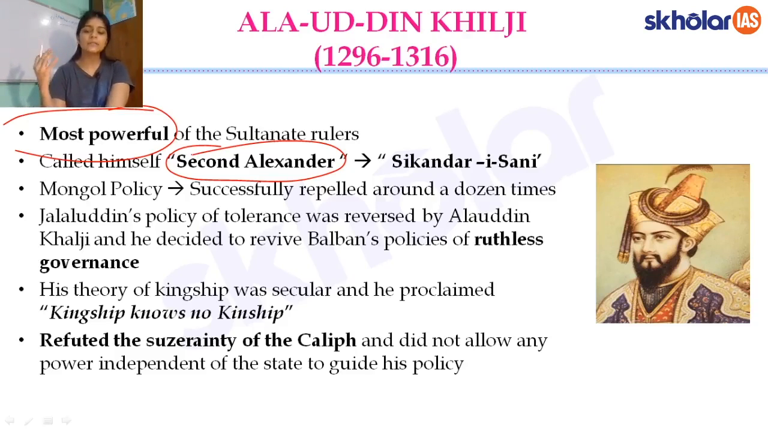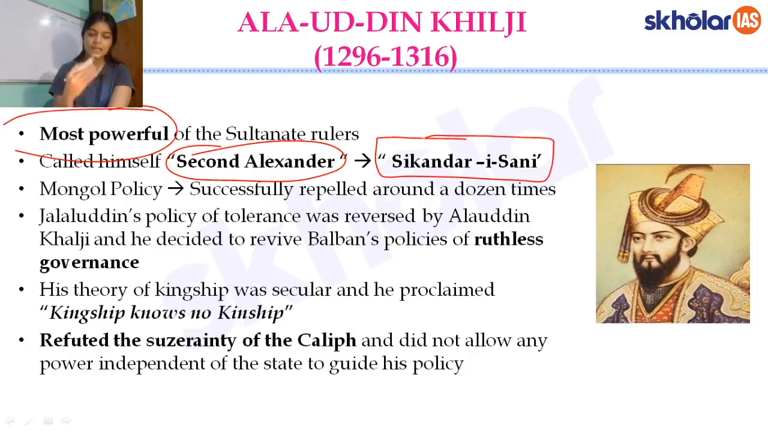So that kind of a position he saw for himself, and that was his vision, and this is why he called himself in Persian Sikandar-e-Sani. Second Alexander, Sikandar-e-Sani, or Sikandar-e-Azam also, right? So this is what Alauddin had envisioned for himself.